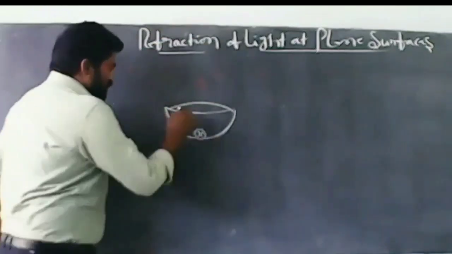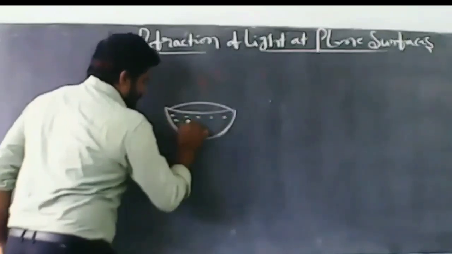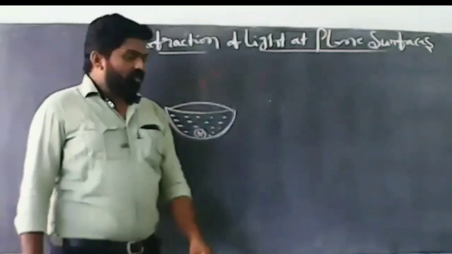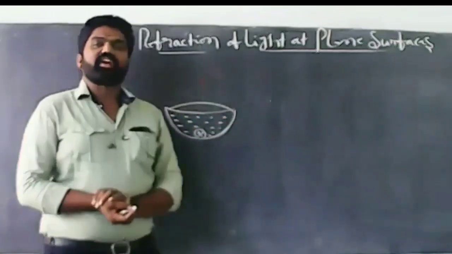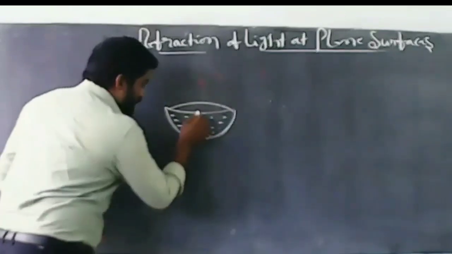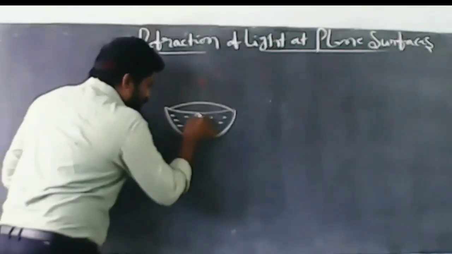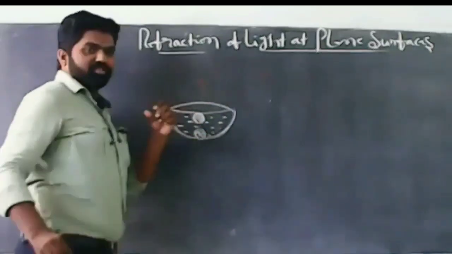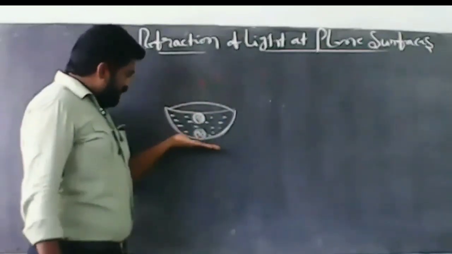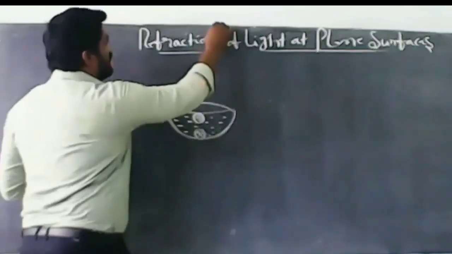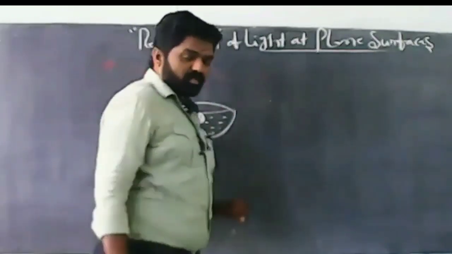After that, the vessel is fully filled with water. Once again, observe the position of the coin. So this coin appears above the surface of its original place. It means the coin rises up. This is due to refraction.